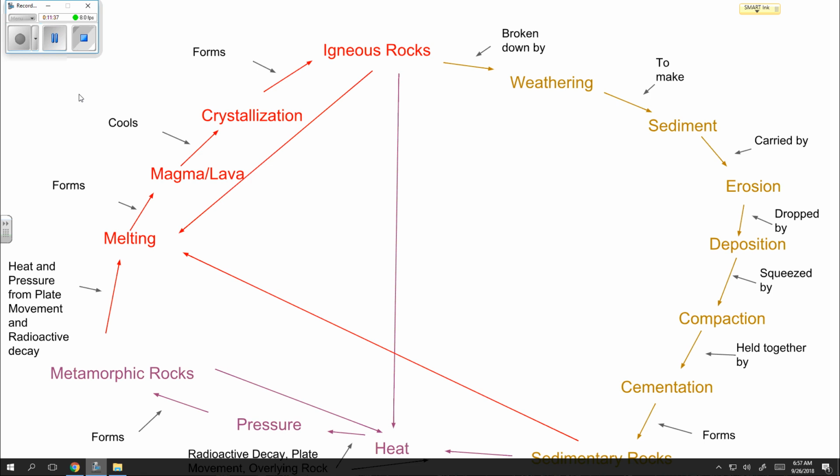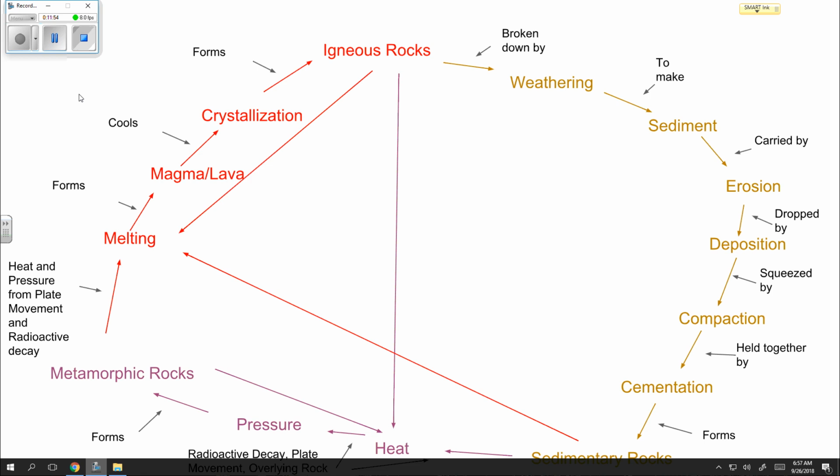And once things melt, then what you're looking at is forming those igneous rocks when it cools, when it solidifies at that point. So that's the processes, again, that are going to form those igneous rocks.